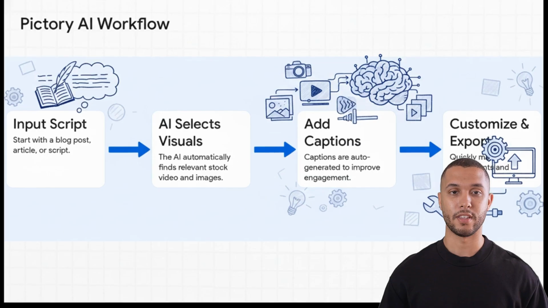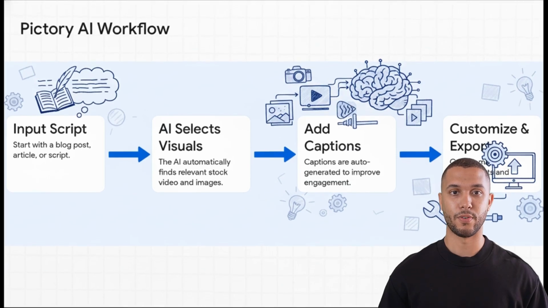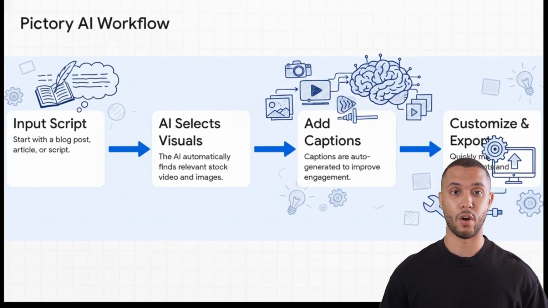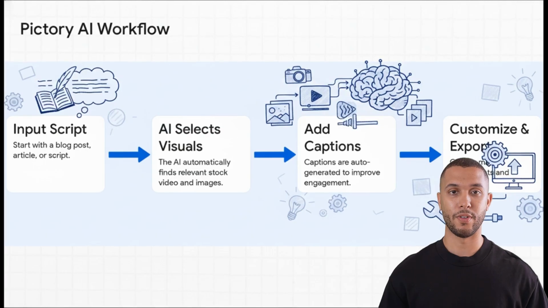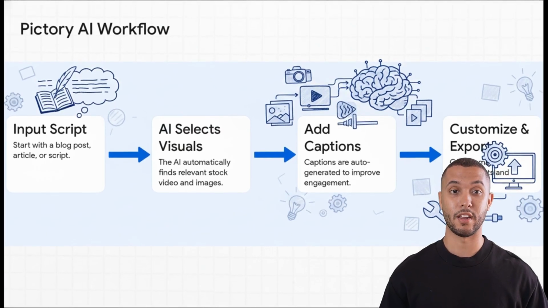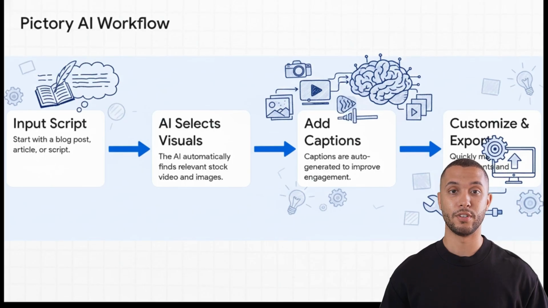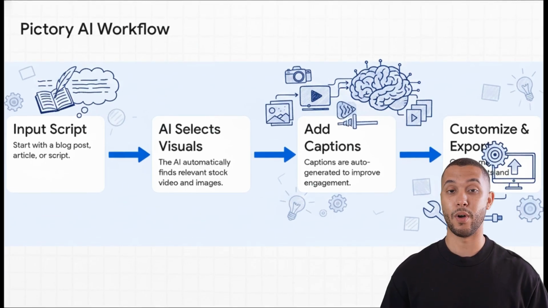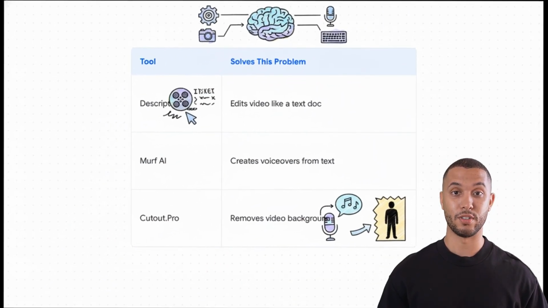Just look at this breakdown of the process. It's so straightforward. You just feed it your script or your article, and the AI does all the heavy lifting. It finds relevant visuals. It adds captions automatically, and it spits out a video draft for you in just a few minutes. It's just incredibly powerful. And Pictory is really just the beginning.